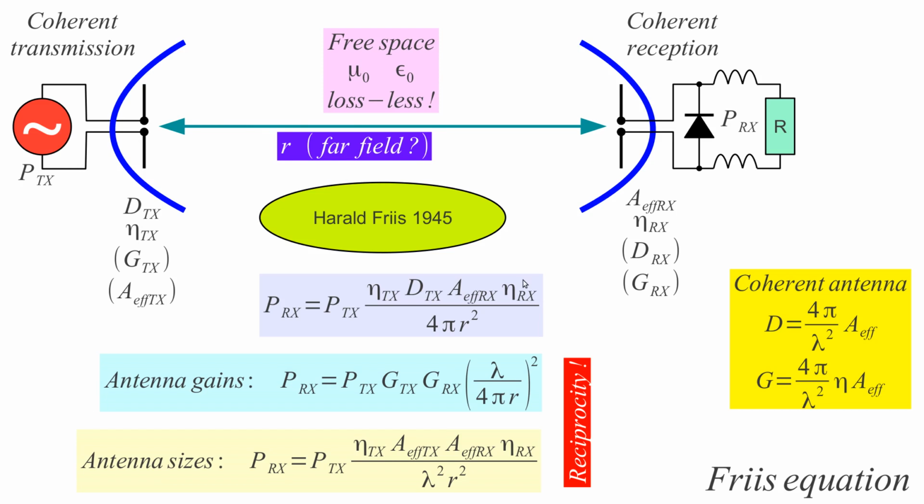we get the simple Friis equation, and we can express this Friis equation just with the obvious data of the antennas: the directivity of the transmit antenna and the area of the receiving antenna. Or for coherent antennas, we can replace all areas with directivities, or directivities with areas. So we can simplify this equation. Now, the only thing we don't know here is how to make efficient transmitting and receiving antennas.